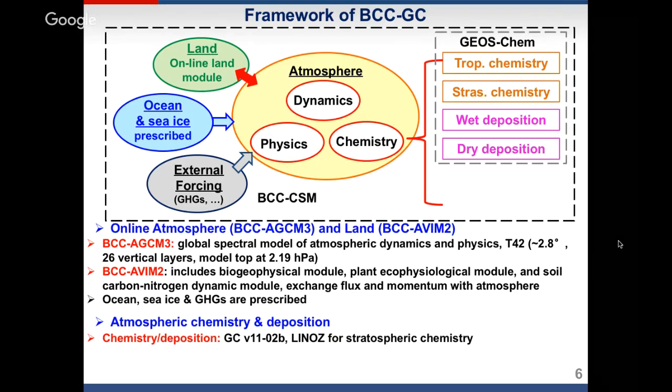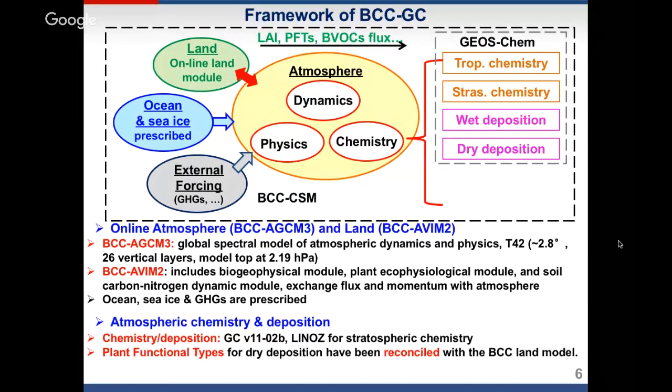The dry and wet depositions are the same as classic GEOS-Chem, but one improvement is that we have reconciled the plant functional types in the GEOS-Chem dry deposition with that used in the BCC land model. This is done by eliminating the dependency on the ozone map in the classic GEOS-Chem.